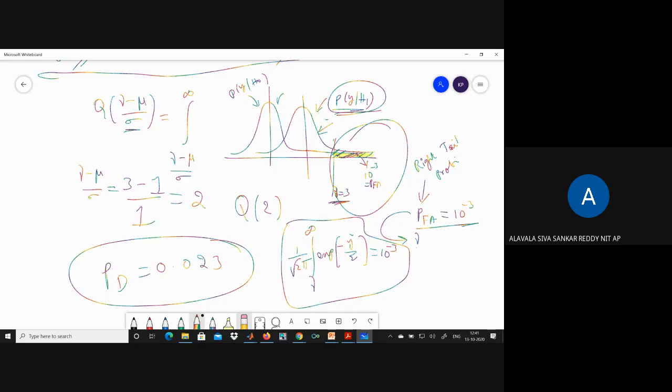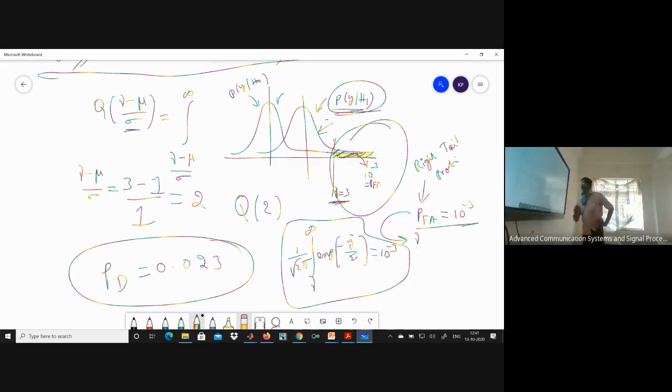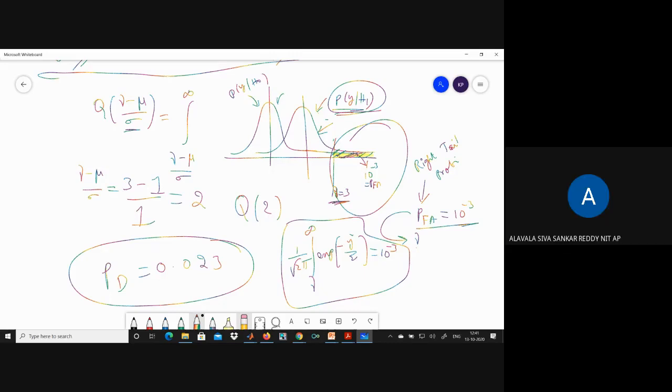I know the probability of false alarm. I don't know the right left hand side part. So probability of false alarm, how you will calculate? You tell me. Using gamma value, sir.